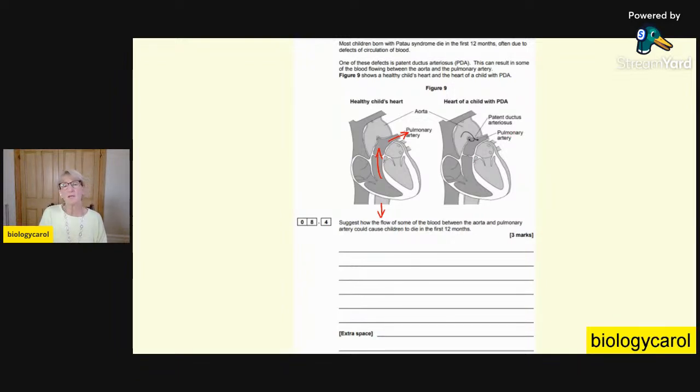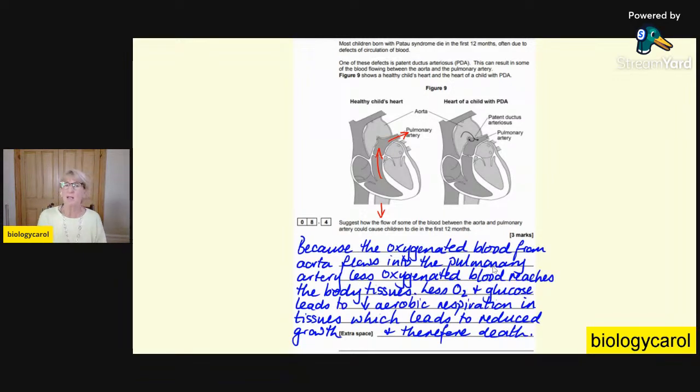So just how could the flow of some of the blood between the aorta and the pulmonary artery cause children to die in the first 12 months? Well, that is because there is less oxygenated blood going through the aorta, and therefore, let's keep on going with this argument: less oxygen, and I included glucose as well, being delivered to tissues, therefore less aerobic respiration, which would be required for the growth and development of the newborn baby's tissues. And if that didn't happen, that could lead to the child's death, which is what I wrote.